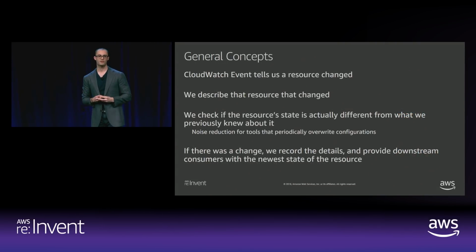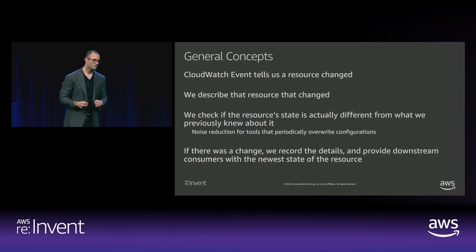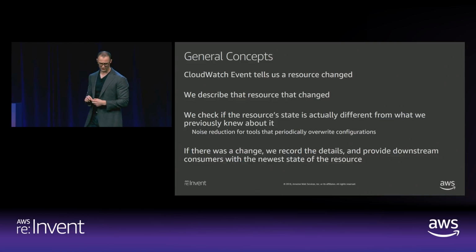So let's discuss some general concepts. Like Banana Peel, a CloudWatch event will tell you when something happens in your environment. When that happens, we then go out and we describe that resource in question. We then check if that resource's state is actually different from what we previously knew about it. And if it is, we then save a new change record. We also notify the downstream consumers of that change.